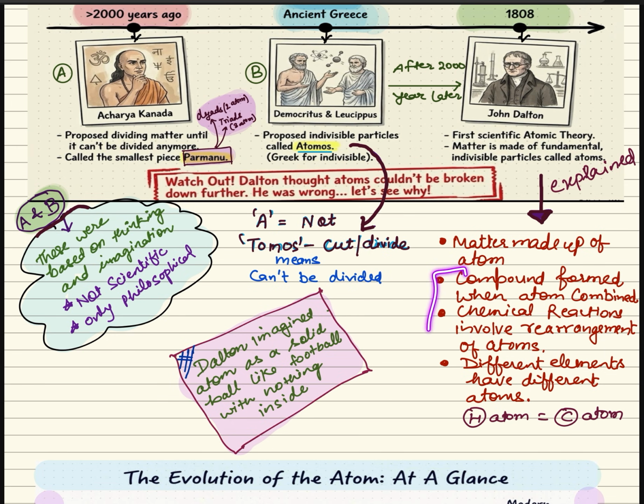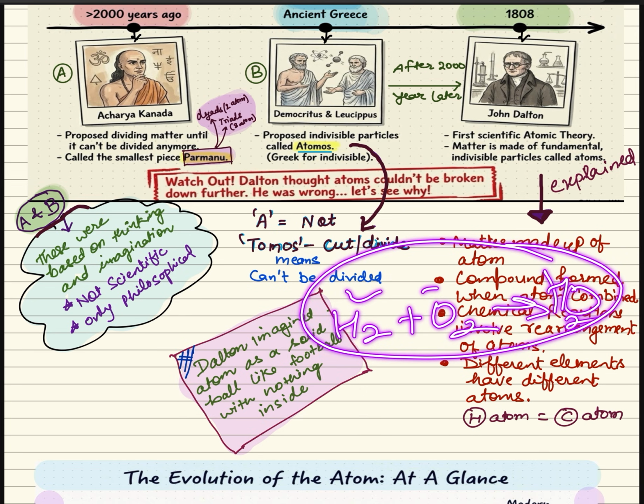For example, how can we explain that a compound is formed when atoms combine? Hydrogen plus oxygen will give you the water molecule, and water molecules form a compound, that is water. Water is a compound. So this is how atoms combine and form compounds. Also, chemical reactions involve rearrangement of atoms, because rearrangement is happening of hydrogen and oxygen, and in the product we get H2O.